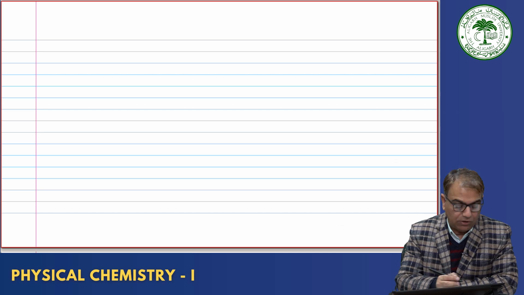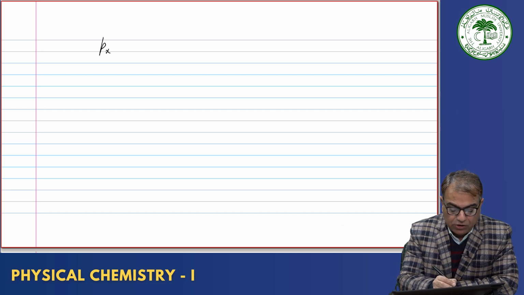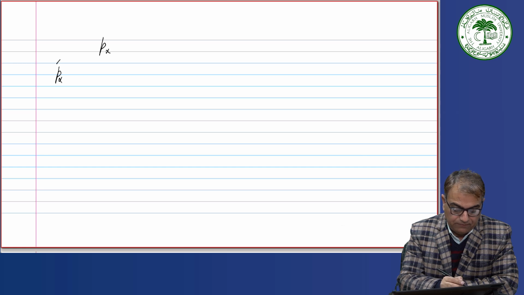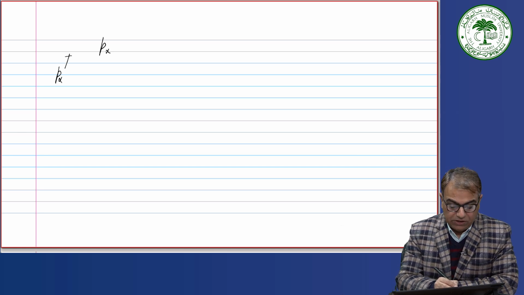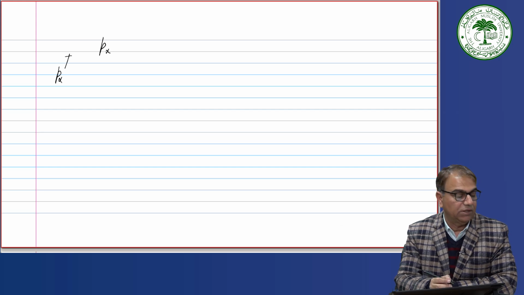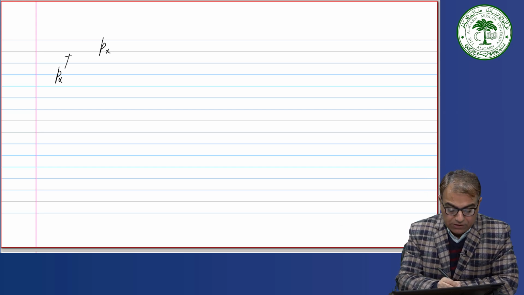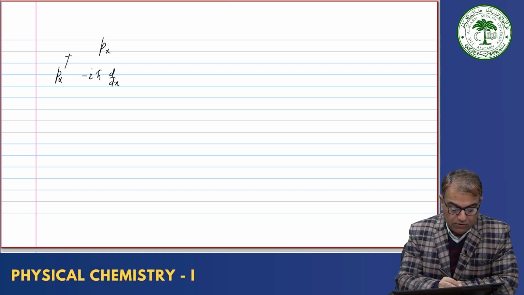Let's look at the easiest operator which we have, the px operator, and find out the dagger of the px operator. And how will you do this? What is the px operator? You know that the px operator is minus i h cross d/dx. So px is equal to this.